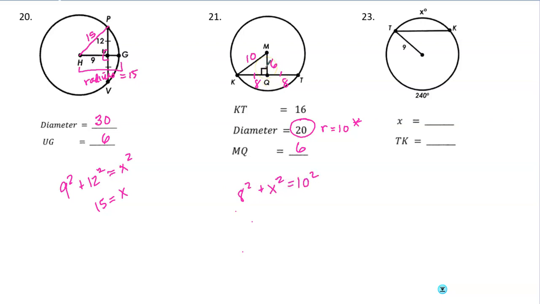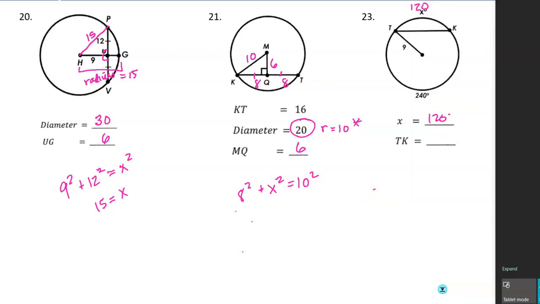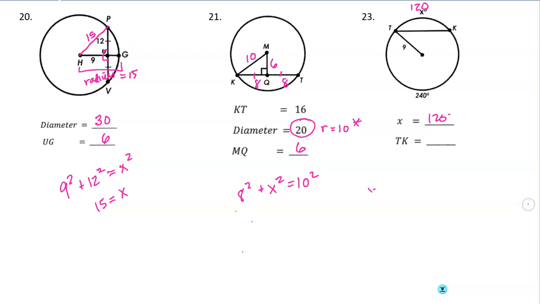Okay, and then last but not least, 23 on this type. In 23, this is all 240, so I can do 360 minus 240, and I get that all of this is 120, so x is 120. And then again, when I drop this radius towards that, it makes that right angle, and it also splits this into 60 and 60. So this makes it a little 60, 90, 30.